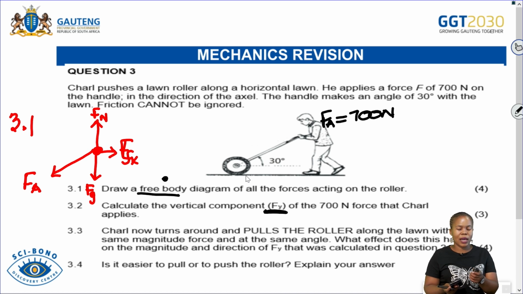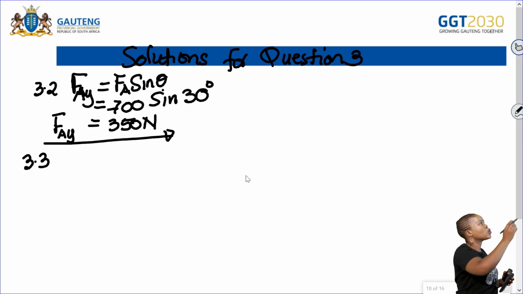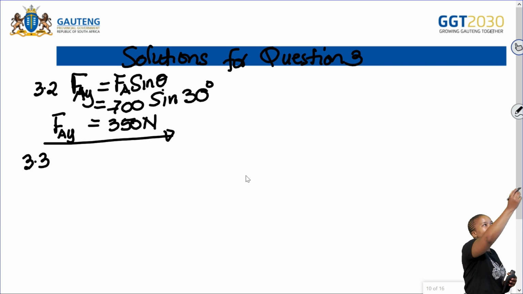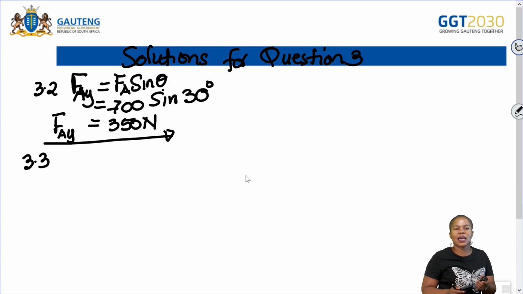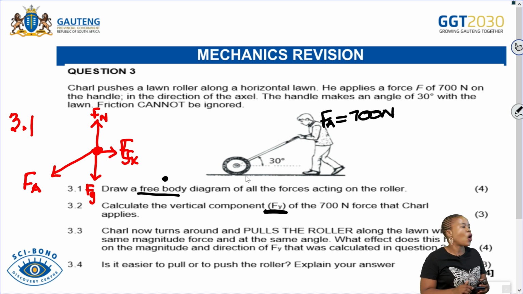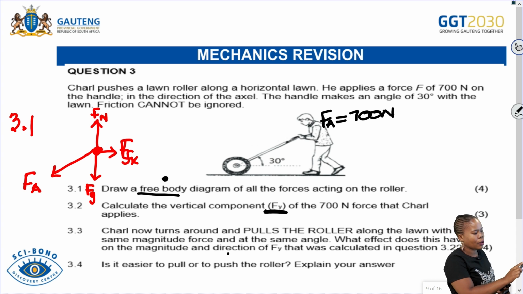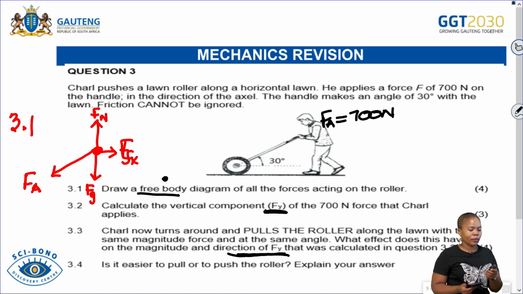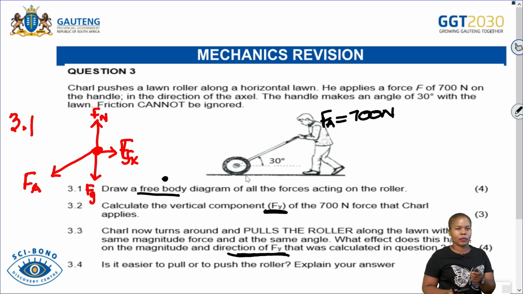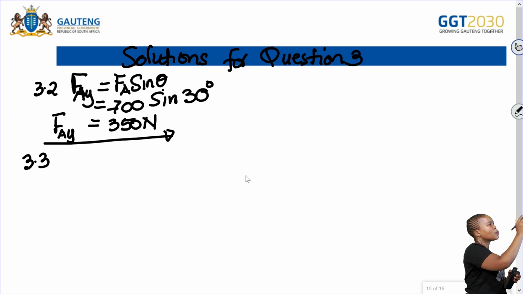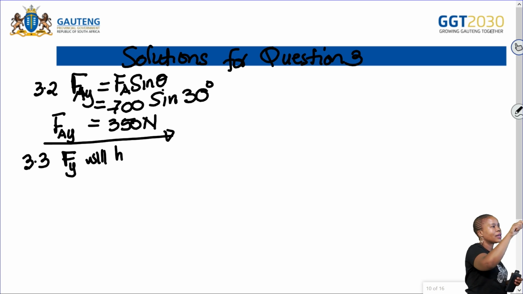So the answer is no, because you'll still be able to calculate your vertical component. The question is saying what effect will it have on the Fy? So it will be the same, because if it's pulling, Fy will remain the same.